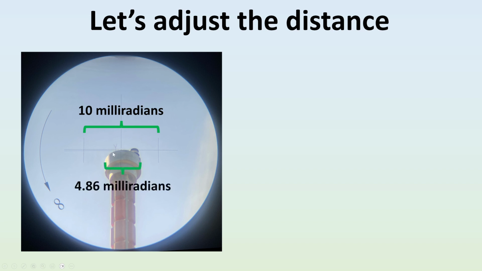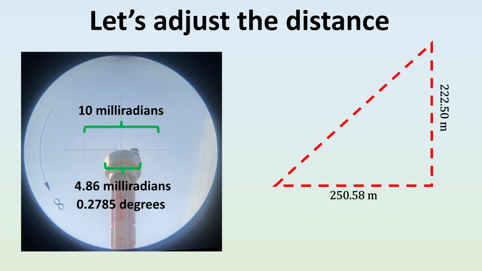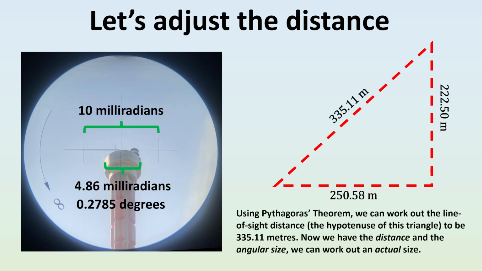of the disk and get an angular width of 4.86 milliradians, which equals 0.2785 degrees. All right, now we need to know what the length of our line of sight is. So we've made a right angle triangle here, just using the original distance and height, and using Pythagoras, we can work out a line of sight distance of 335 meters.